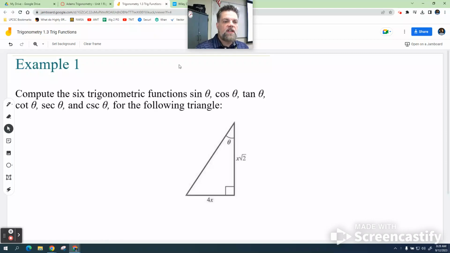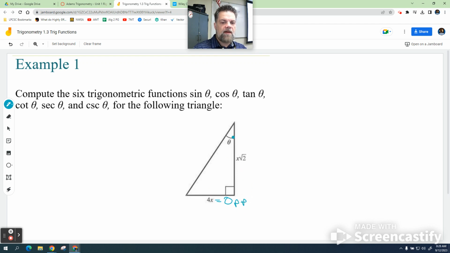For example number 1, they want us to compute all 6 trig functions, sine, cosine, tangent, cotangent, secant, cosecant of the following. So the first thing I need to do is identify the sides of the triangle. So this is my angle, theta. So immediately this is the opposite.